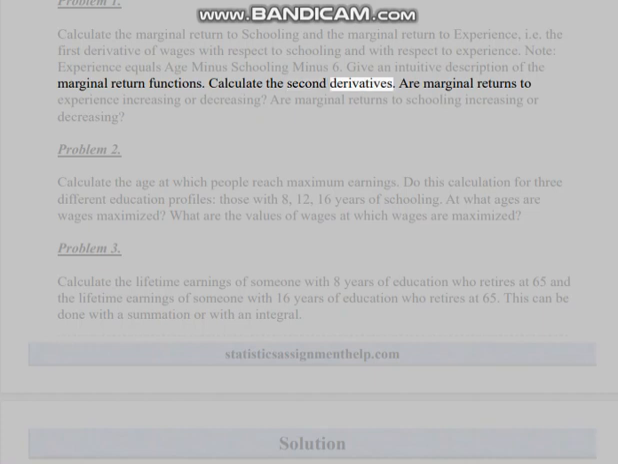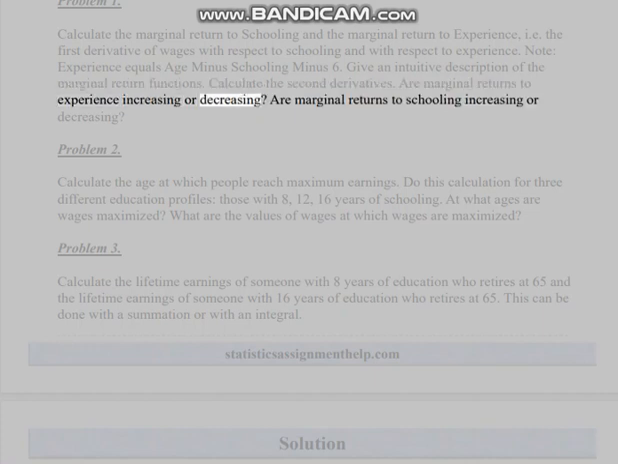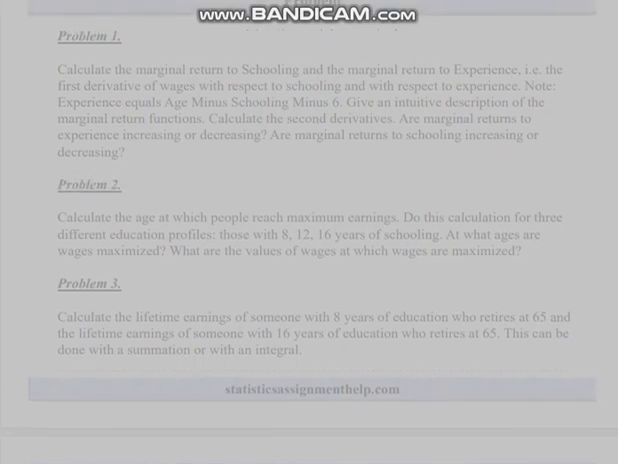Calculate the second derivatives. Are marginal returns to experience increasing or decreasing? Are marginal returns to schooling increasing or decreasing? Problem 2. Calculate the age at which people reach maximum earnings. Do this calculation for 3 different education profiles, those with 8, 12, 16 years of schooling. At what ages are wages maximized? What are the values of wages at which wages are maximized?